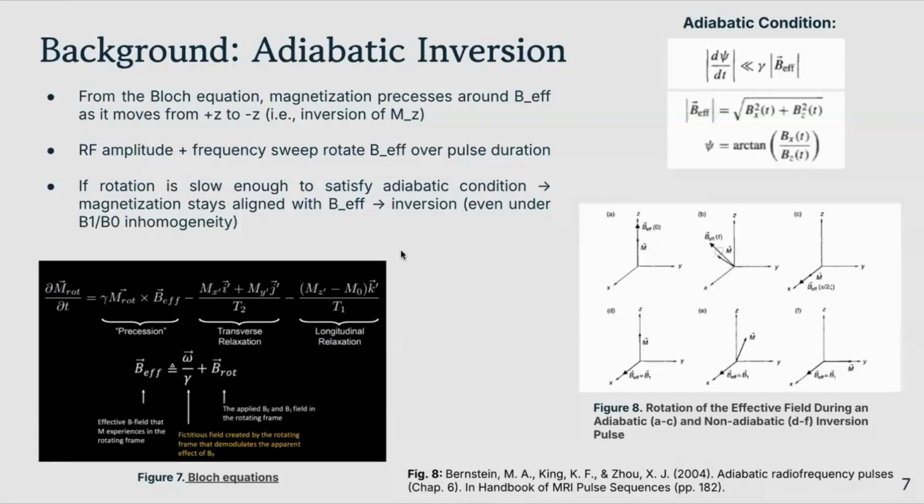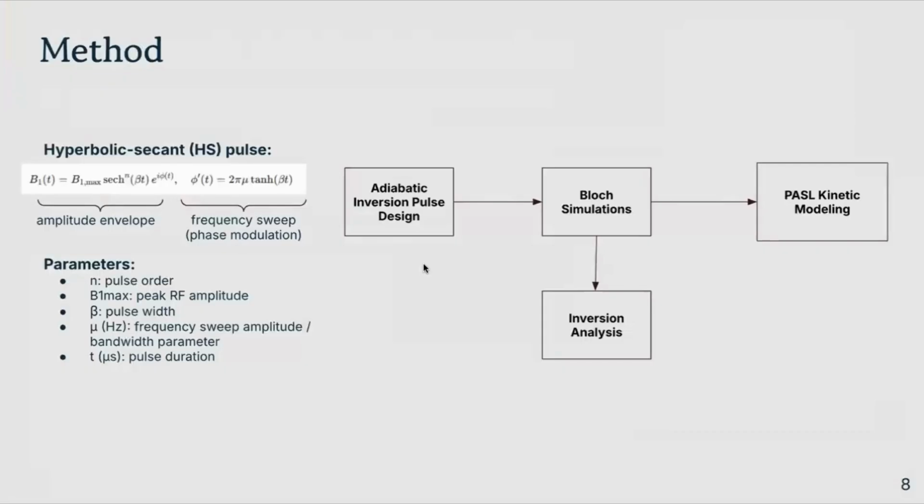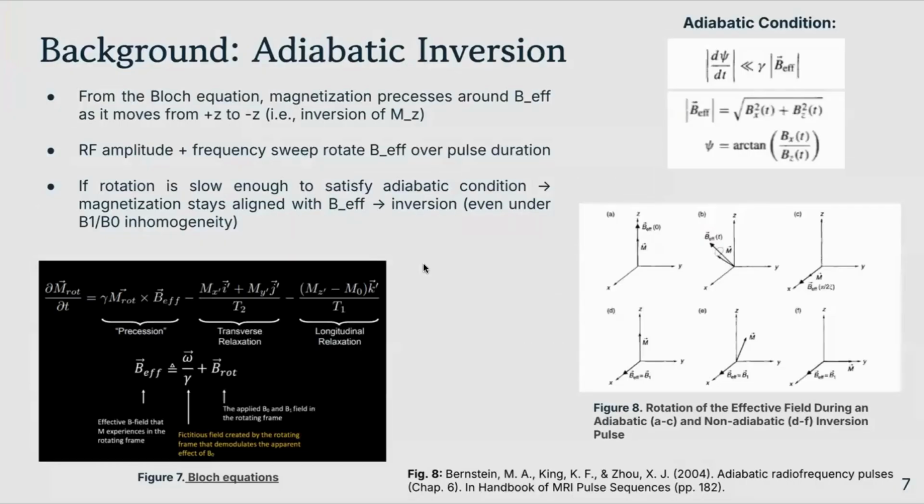Figure 8 plots A through C show how the effective magnetic field rotates from positive Z to negative Z during an adiabatic inversion pulse. It also shows how the magnetization doesn't align with the effective field in the non-adiabatic case. For the most critical moment of inversion, when the frequency sweep crosses resonance, Bz equals 0. So the effective field is dominated by the B1 term. So that's why you see that in later slides, we only reference B1.